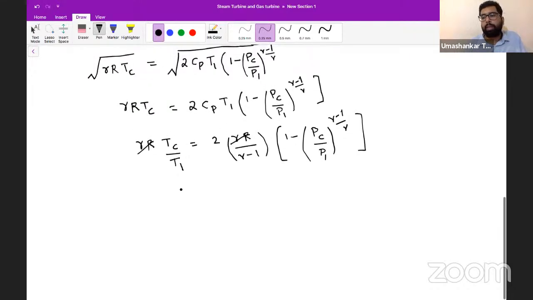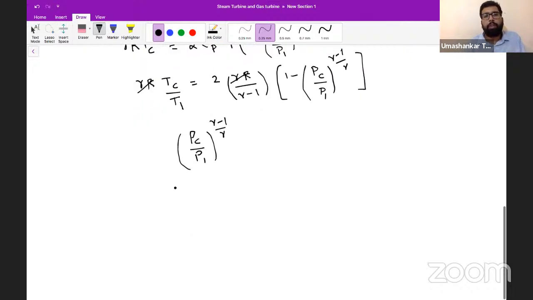So here we can cut this gamma, and Tc by T1, since we have assumed that our flow is isentropic, we can certainly use this relation. Tc by T1 is equal to Pc by P1 to the power gamma minus 1 by gamma. Yes or no? As we have assumed all the things as isentropic, we can write like this, and I am just cross multiplying.